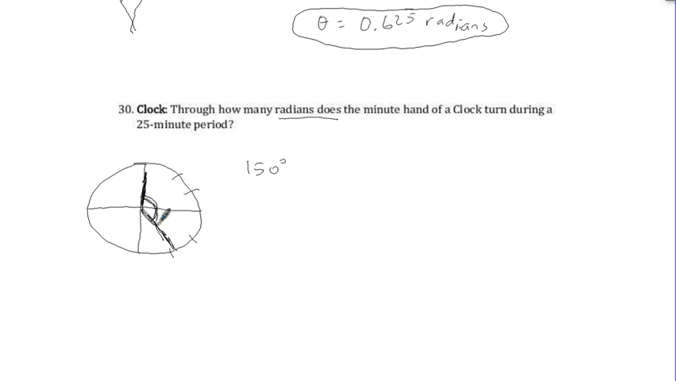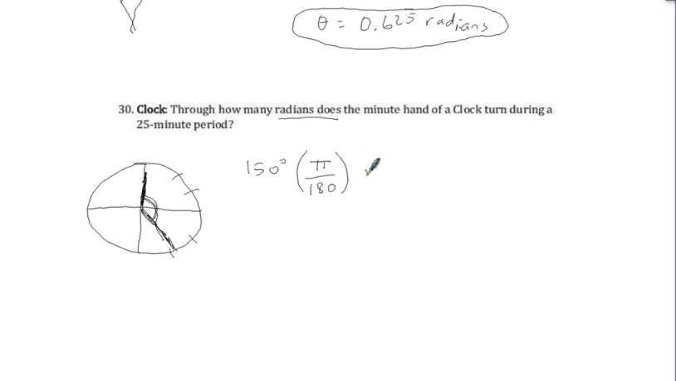So we travel 150 degrees, but they want the answer in radians, and so we need to translate from degrees to radians. We want to add the pi in, and so we multiply by pi divided by 180. If we were trying to go from radians to degrees, we want to get rid of pi, and so we would multiply by 180 over pi.